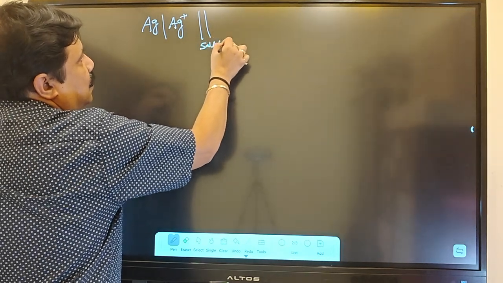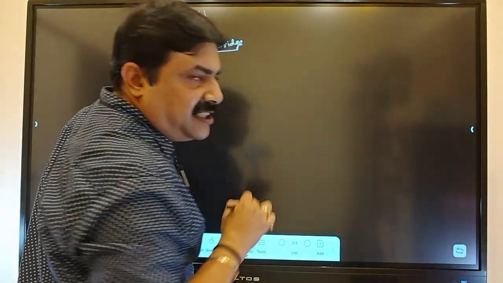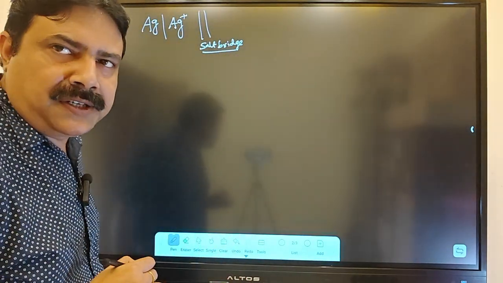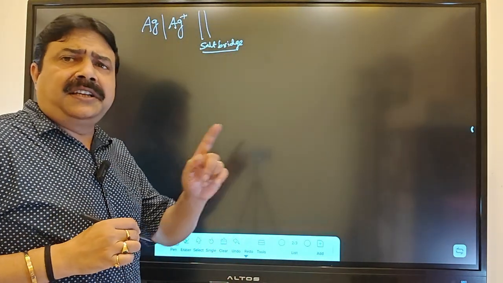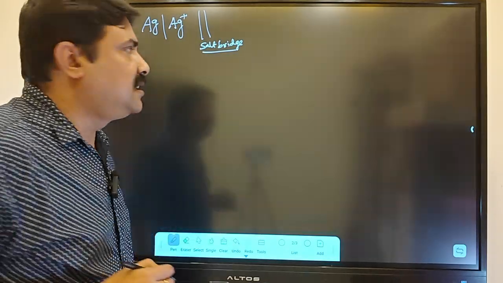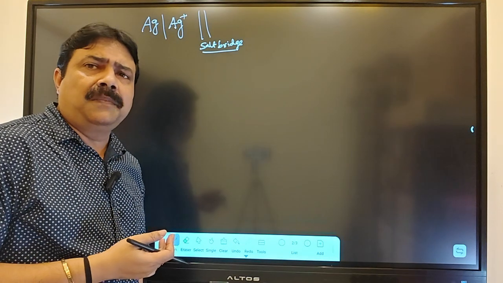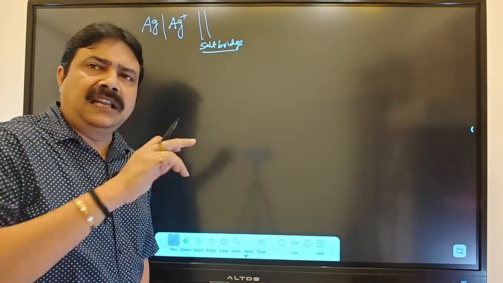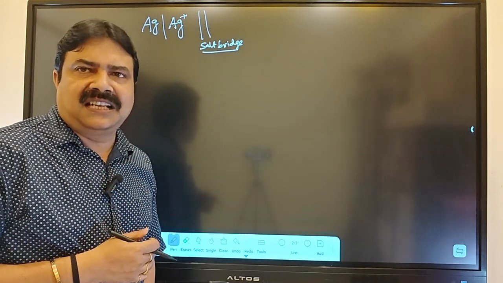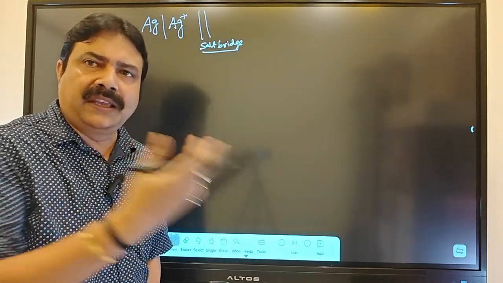Salt bridge, what is the role, my dear student? Salt bridge is nothing but connecting the two half cells, the oxidation half cell and the reduction half cell. Not only connecting the two half cells, but also completing the internal circuit. So now a galvanic cell is a very simple idea. Galvanic cell operation is nothing but chemical energy being converted to electrical energy. A galvanic cell is a device for the conversion of chemical energy to electrical energy.